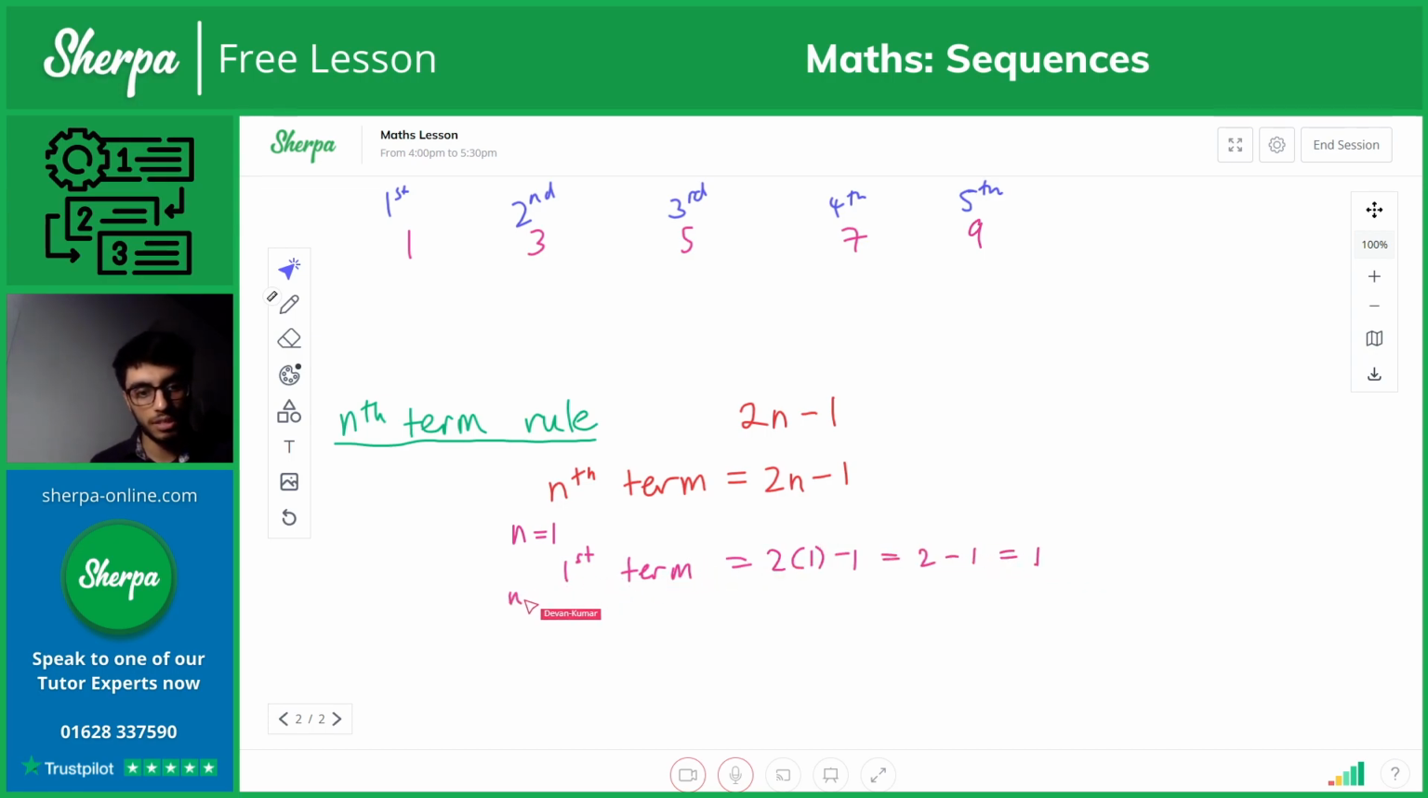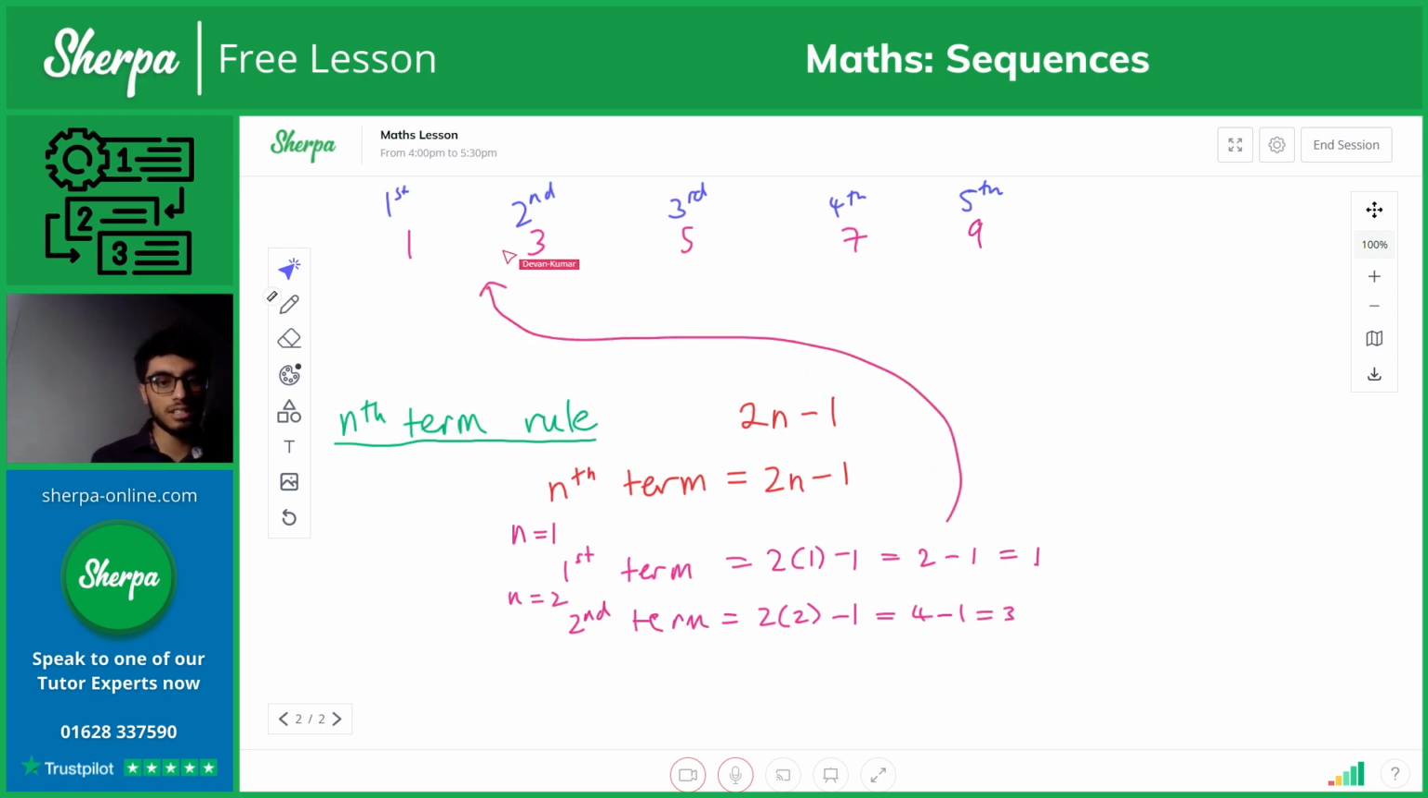Okay, well, what if n equals 2? If n is 2, then the second term is equal to 2 times 2 minus 1, which is 4 minus 1, which is 3. Now what you notice is I've just said the first term is 1, and the second term is 3, and this is the same as this sequence here. So this nth term rule is a way to uniquely identify this sequence.